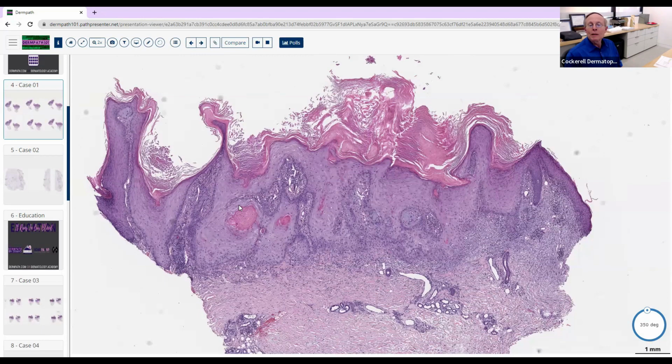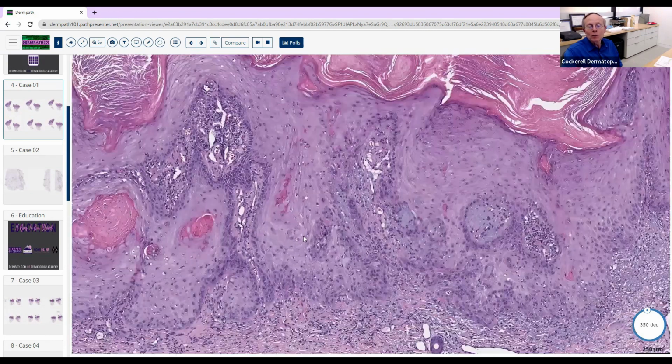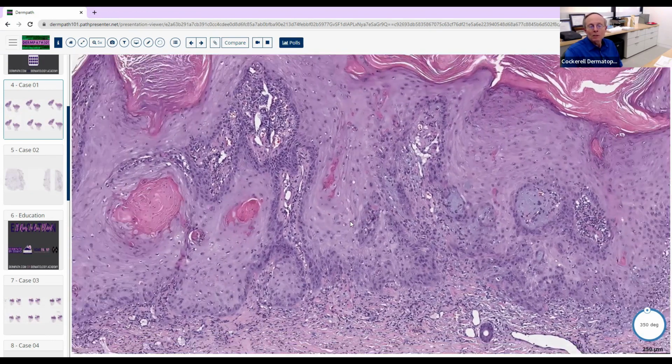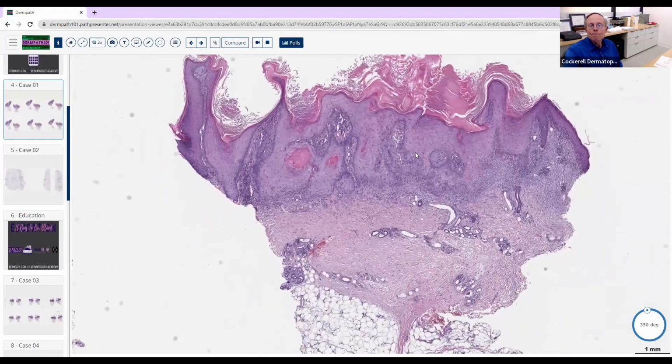So just beware of overcalling things too. We always think that we don't want to undercall stuff, but you can overcall things too, and that can be a problem. So this is an example of so-called verrucous lupus erythematosus. Just remember that's yet another thing that can give you pseudocarcinomatous hyperplasia.